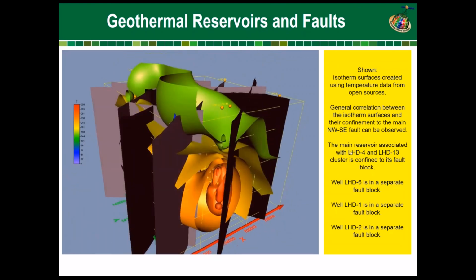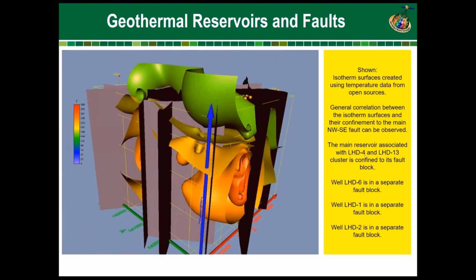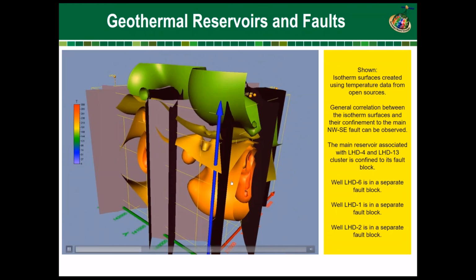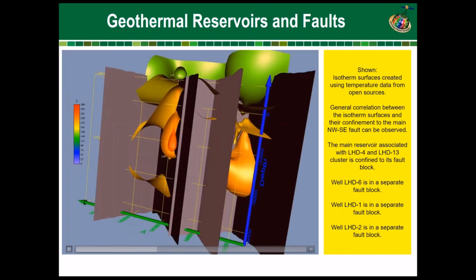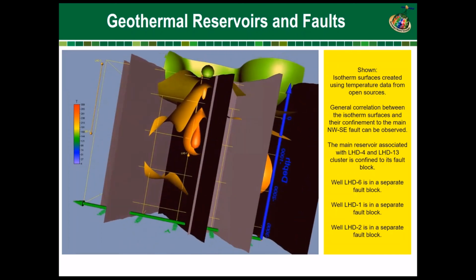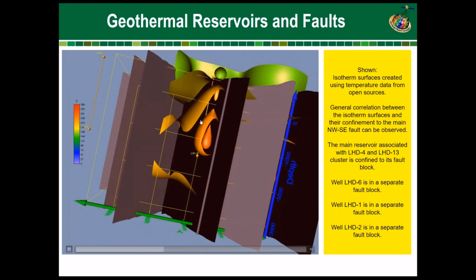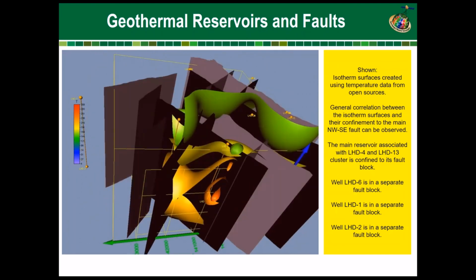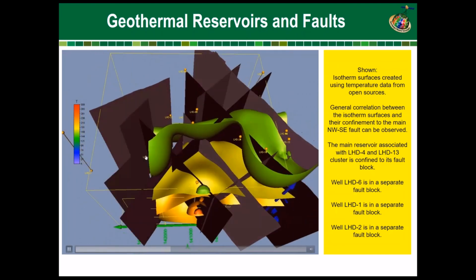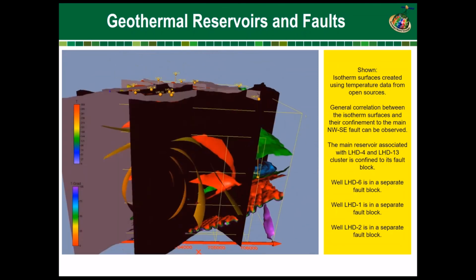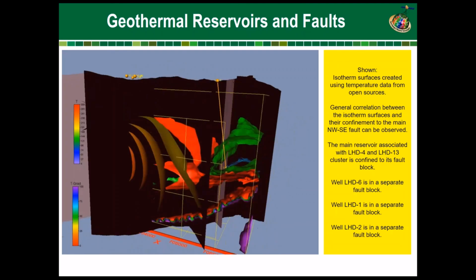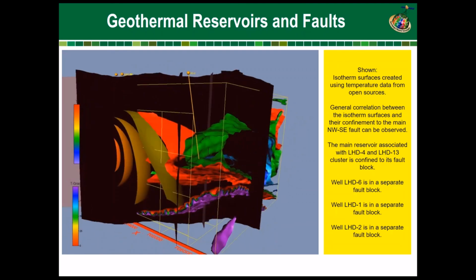So the main reservoir associated with LHD4 and LHD13 clusters is confined to a separate fault block. LHD6, as we know, is confined to its own fault block. LHD1 is confined to its own fault block, and LHD2 is confined to its own fault block. We superimpose here temperature gradient constructs with the rest of the data, and as we discussed, the correlation is evident.